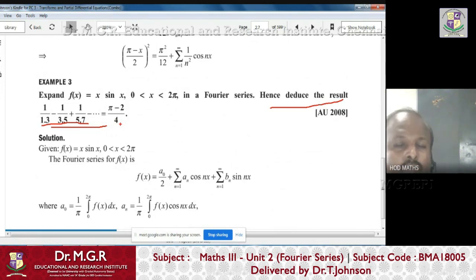But as I already told, the real application of Fourier series is in the wave theory. But mathematically, we can use that Fourier series representation to evaluate certain infinite series, right?